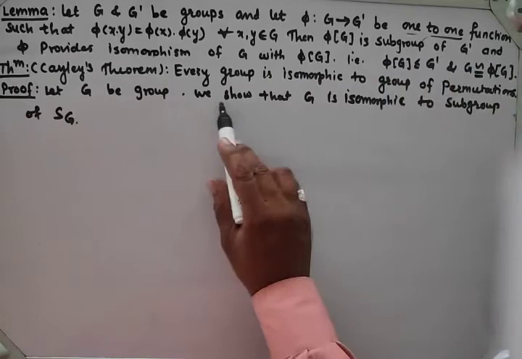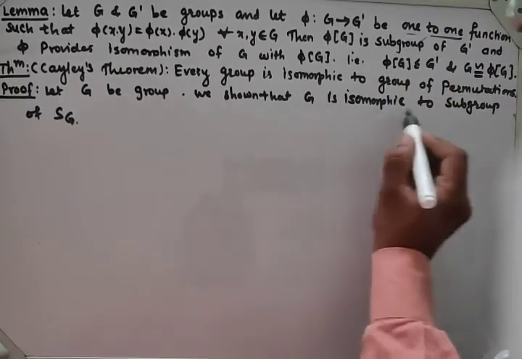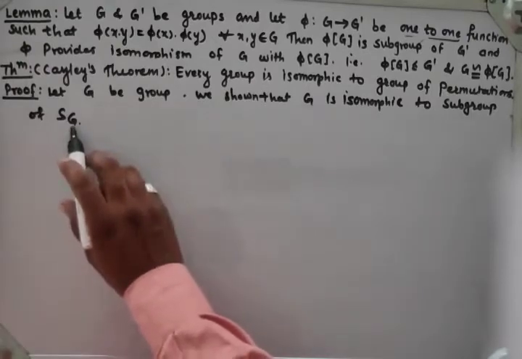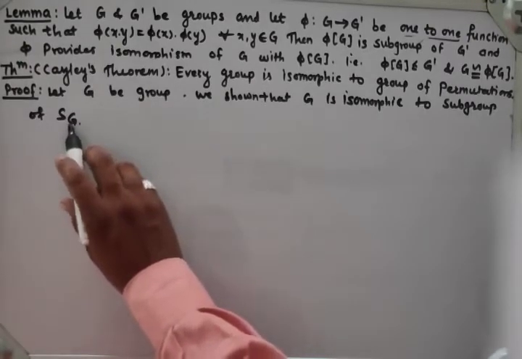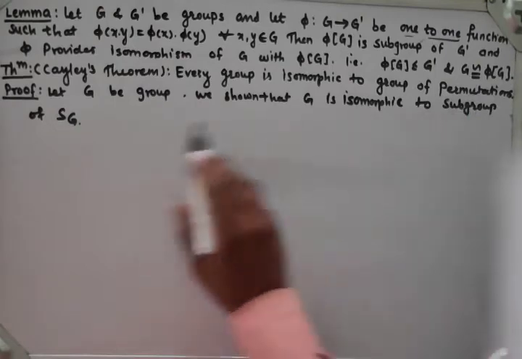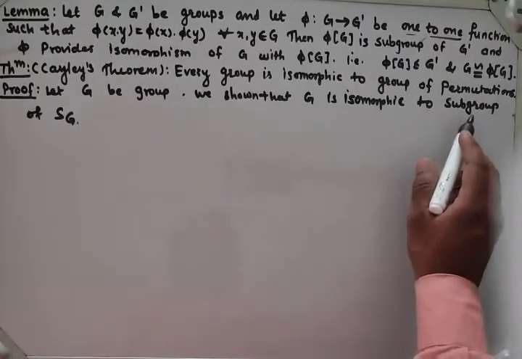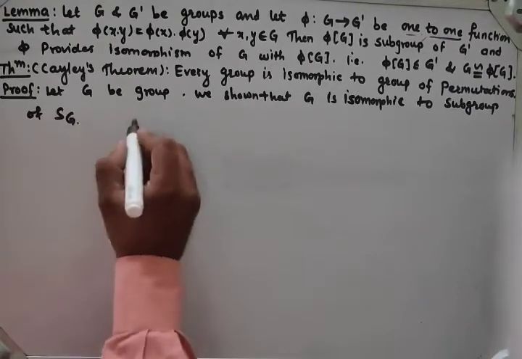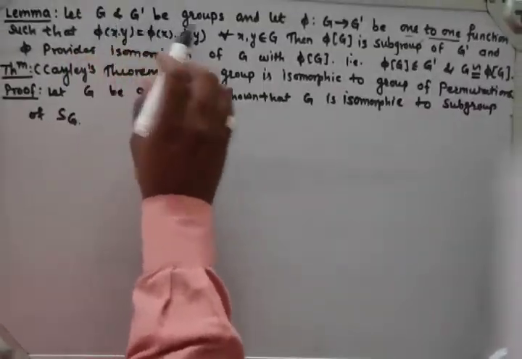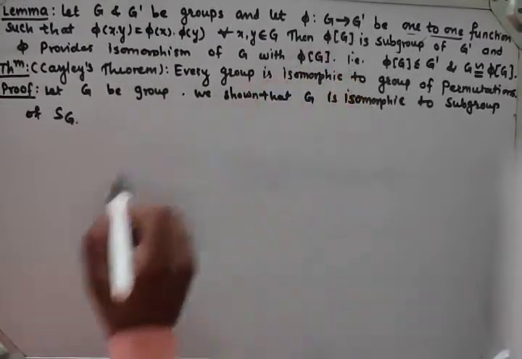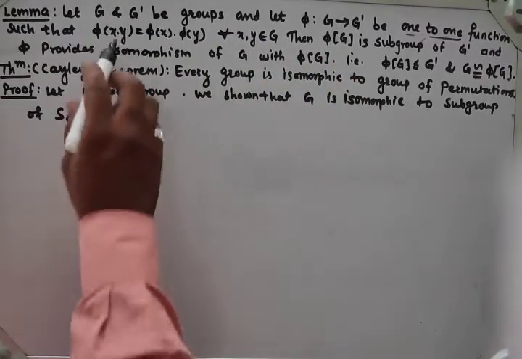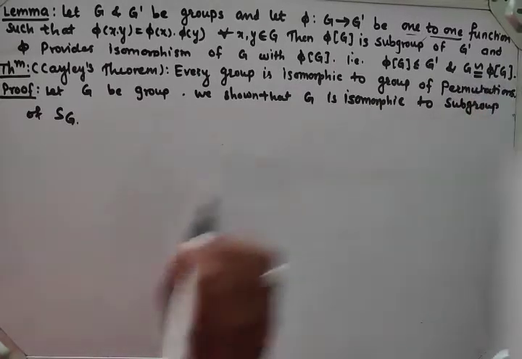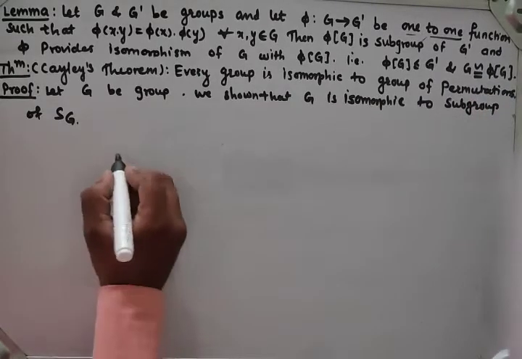Here we show that G is isomorphic to a subgroup of SG, right? So SG, here I have taken the permutation group. So G is isomorphic to some subgroup of SG. Then by the above lemma, G and G dash are two groups, and phi from G to G dash is a one-to-one function which is a homomorphism. Then phi of G is a subgroup of G dash, and G is isomorphic to phi of G.